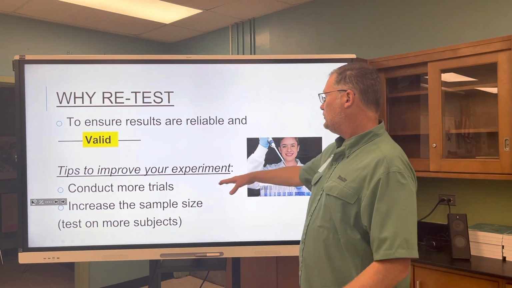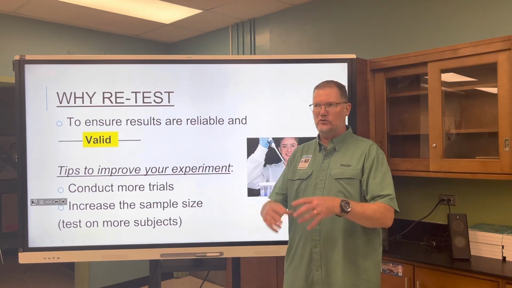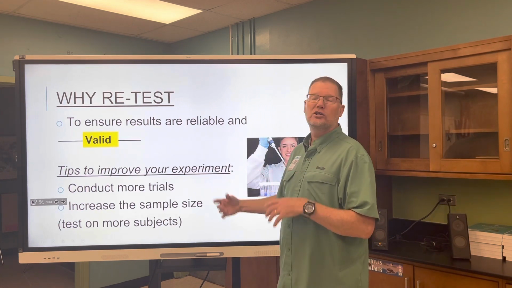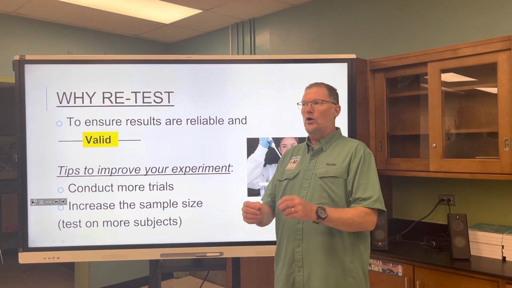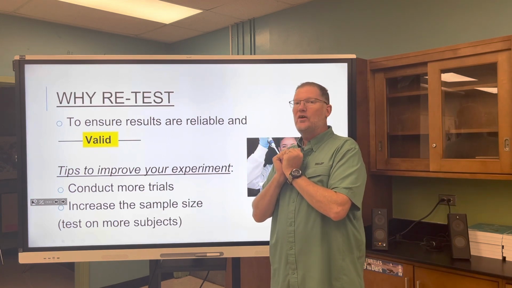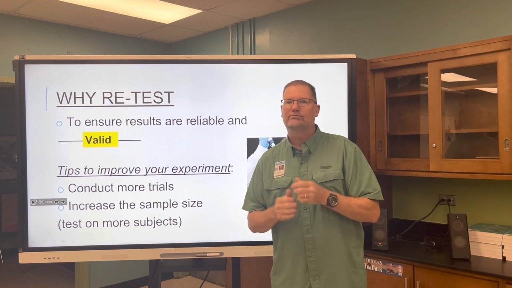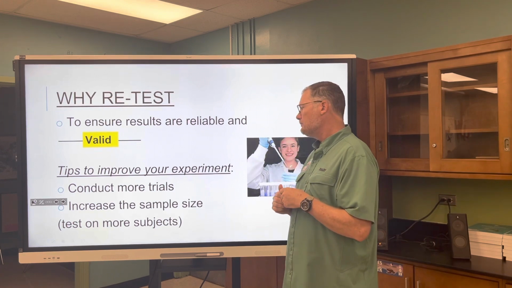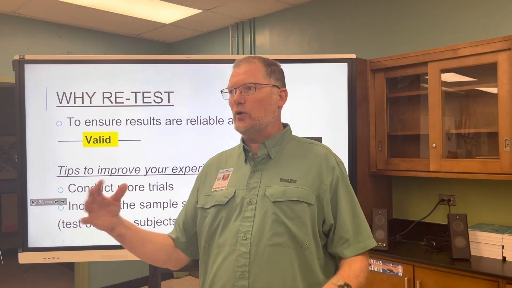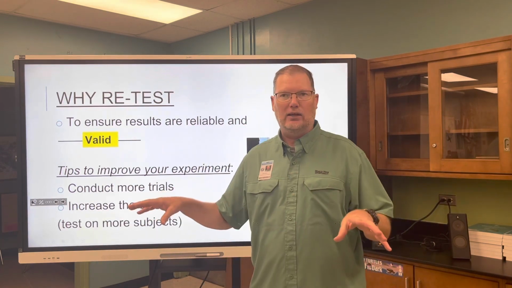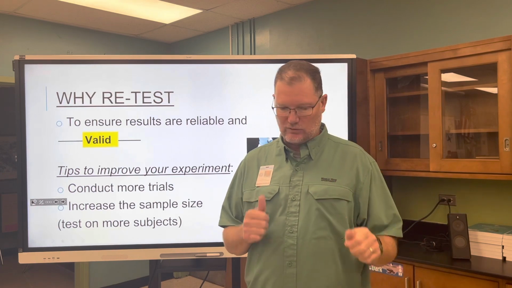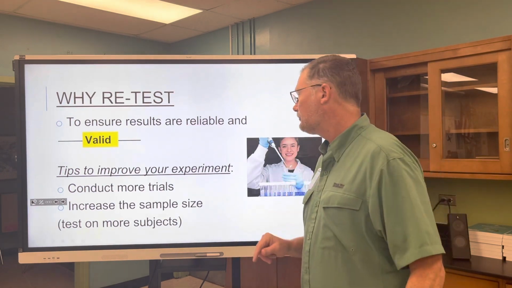So tips to improve your experiment. If you did an experiment with the plants and the music, you could conduct more trials. So, okay, I did 20 plants. Maybe if I did 50 plants, I'd get better results. Much better, okay? Increase the sample size, like I just said, test it on more subjects. Break everything down and do it again. If I do it again and get the same results, that looks good. That's looking better, looking more believable.